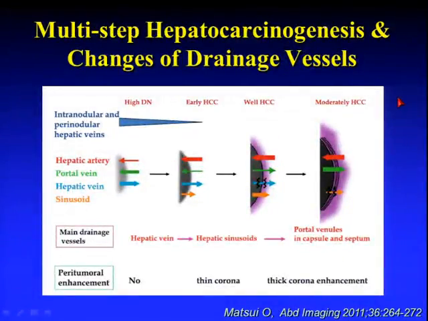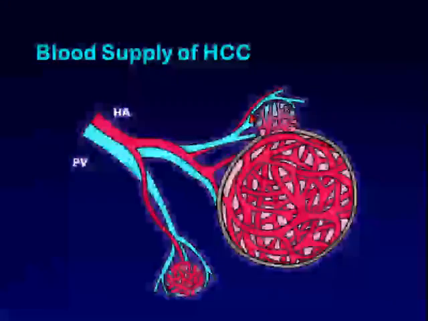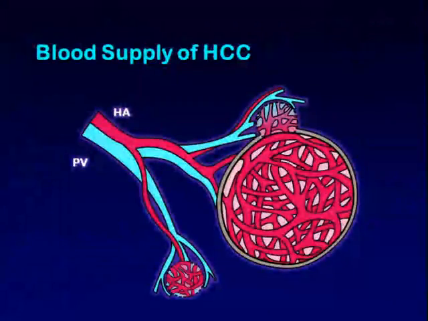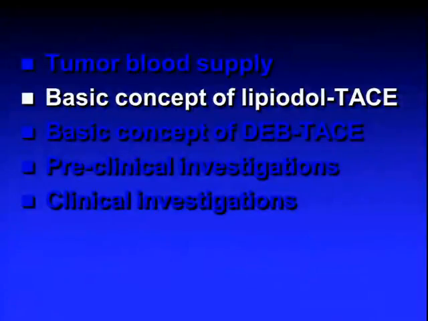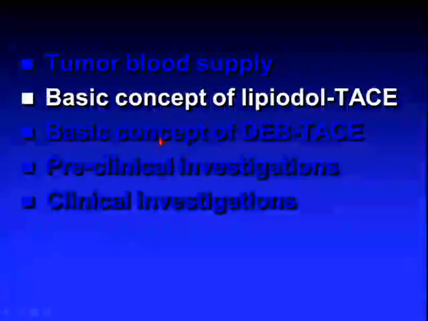Based on all these facts, I prepared this schematic diagram explaining the blood supply of HCC. The encapsulated nodular HCC is exclusively supplied by the hepatic artery, but the early HCC or infiltrating tumor has considerable portal venous supply. The blue color means the proportion supplied by the portal vein. Using this schematic diagram, I'd like to explain the difference between cTACE and DEB-TACE. Let me start from cTACE.